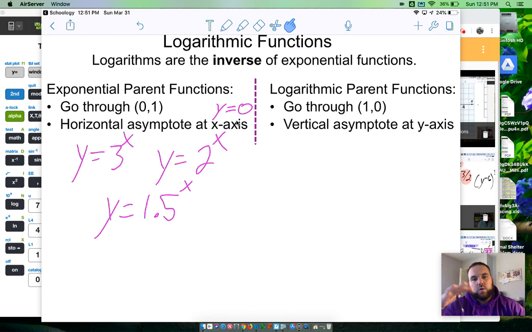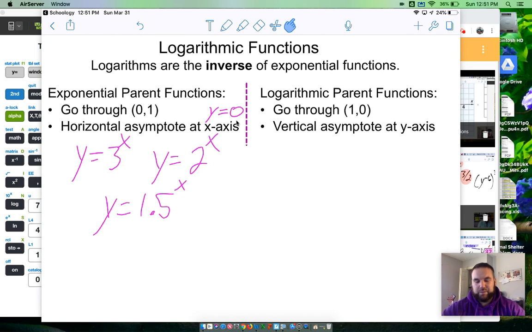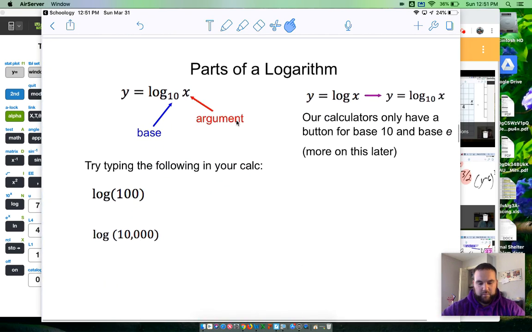And that means that the horizontal asymptote that we have for exponents becomes a vertical asymptote. So the logarithmic graph will get closer and closer to a vertical line, but never actually cross it or touch it. That's just big picture stuff. We'll look into some specifics in a minute.